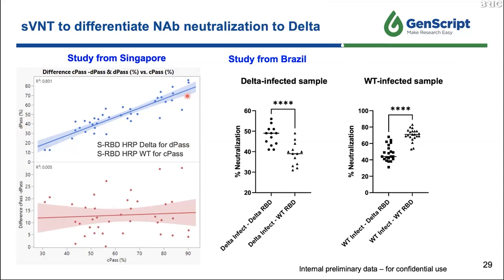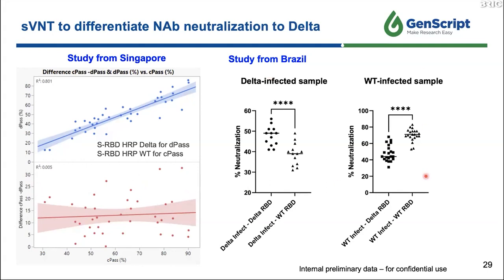That means that if a sample has a very high cPass reading against the wild type, its reading against the delta is usually also high. And we also observed a reduction that ranges from 0 to 30% when it comes to the delta variant. That means that for the same sample, when it comes to the delta variant, we observe this reduction, which is also expected and consistent with other studies.